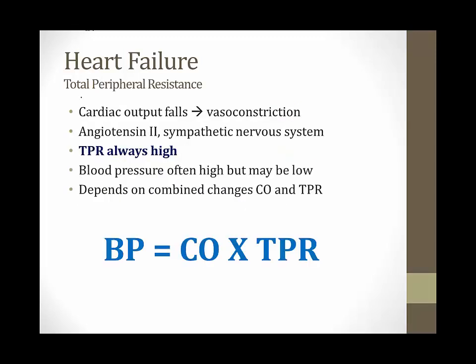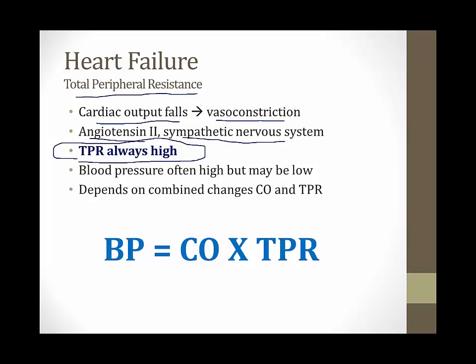Let's talk some more about that first effect, the total peripheral resistance changes in heart failure. So as the cardiac output falls, in response, the body vasoconstricts to try and maintain blood pressure and tissue perfusion. In particular, angiotensin II is a powerful vasoconstrictor, and so is the sympathetic nervous system. What this means is that the total peripheral resistance is always high in patients with heart failure, and this is a high-yield detail for you to remember for step 1 of the boards.